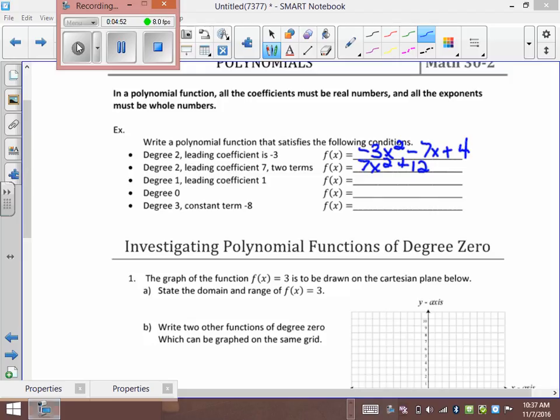So I literally could just go like this, 1x, and be done, right? Because it's covering all of the conditions it tells me. But I could put a -2 at the back and still be correct. Could I put a positive 2x squared at the back and be correct? No, because then it's a degree 2, right?